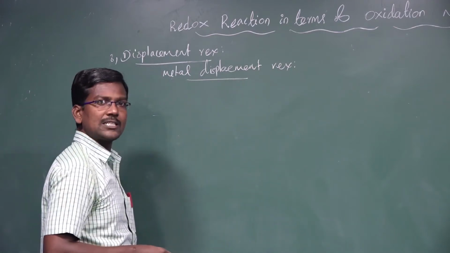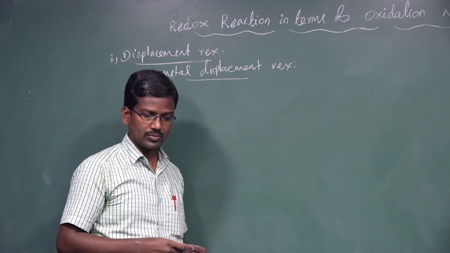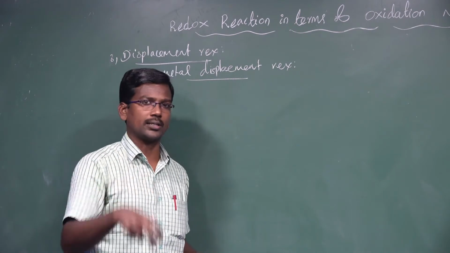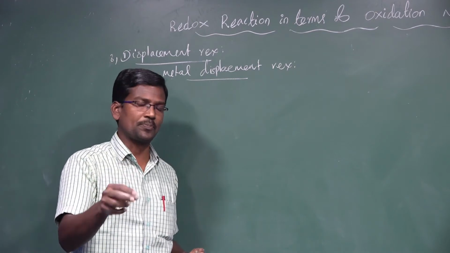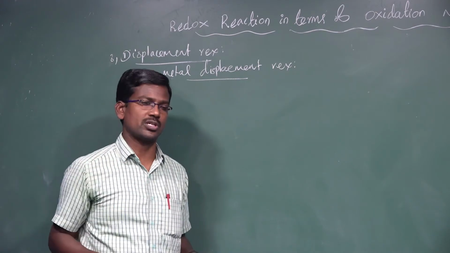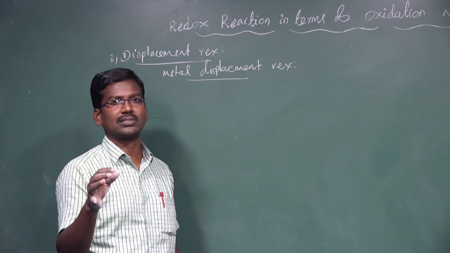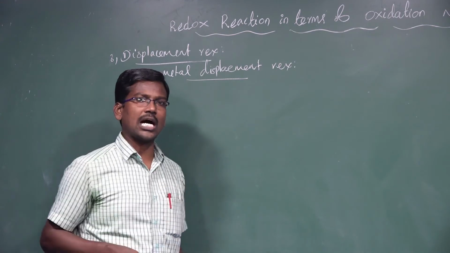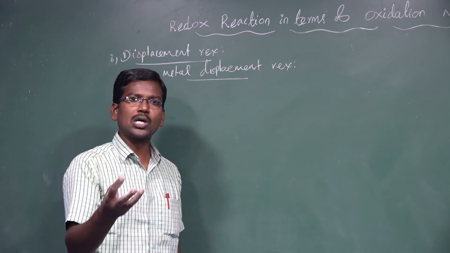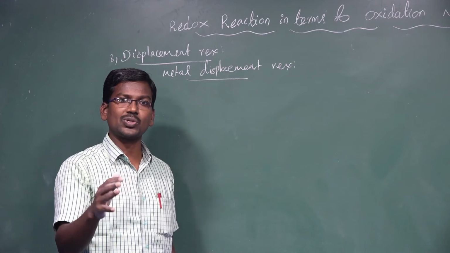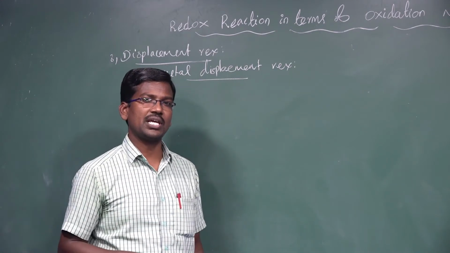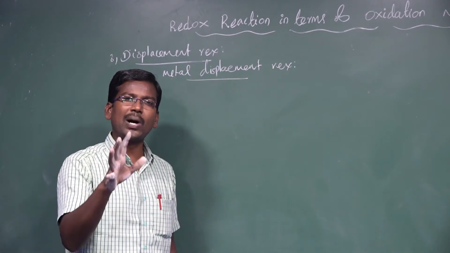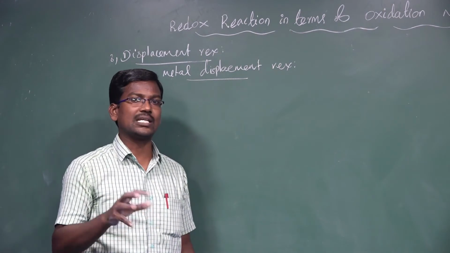What is the meaning of metal displacement reactions? For example, a zinc rod or metallic zinc strip is dipped in copper sulfate solution. What is the color of the copper 2 plus ion in copper sulfate solution? Blue. Now, when the zinc rod is dipped in the blue copper sulfate solution, it changes into colorless. Simultaneously, brown colored metallic copper is deposited on the zinc rod.